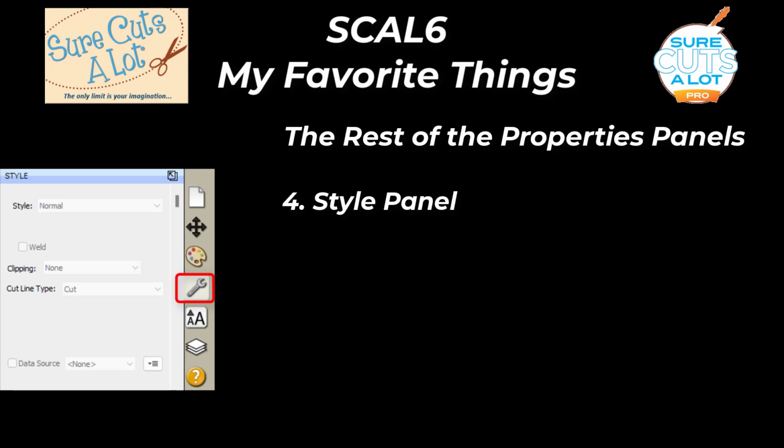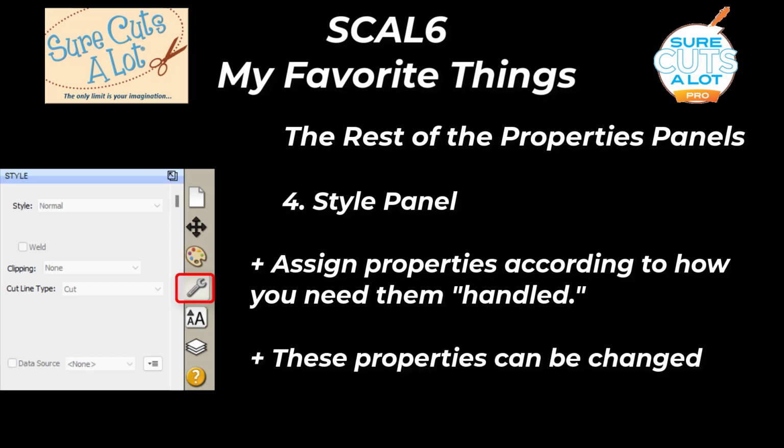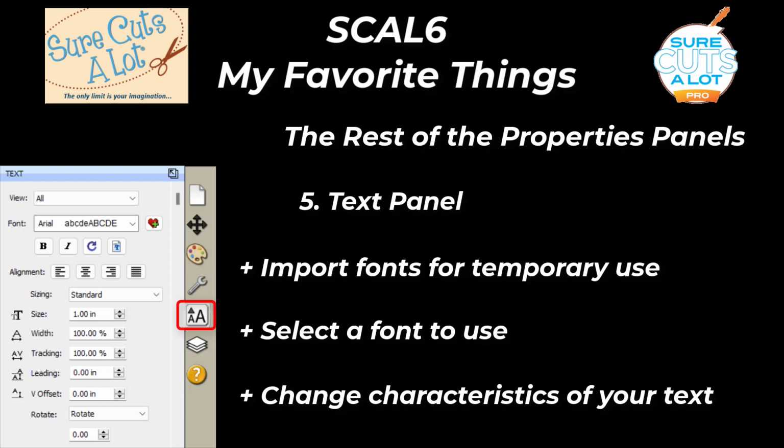The Style panel is used to assign certain properties to any object according to how you want it handled for either printing or cutting or both. Like with most of the other settings on these panels, you can always go back and change any of these properties if needed. The Text panel is used to import fonts for temporary use, to select which font you want to use, and to change certain characteristics about your text.